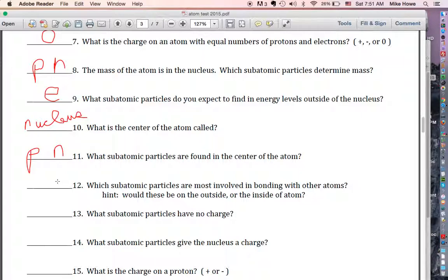On the outside of the atom, we find the part that's involved in bonding. The electrons are on the outside of the atom, so they would be what's involved in bonding. If you remember on an earlier section of the test, we noted that neutrons are neutral. Neutral means no charge, so the part of the atom that has no charge is the neutron.